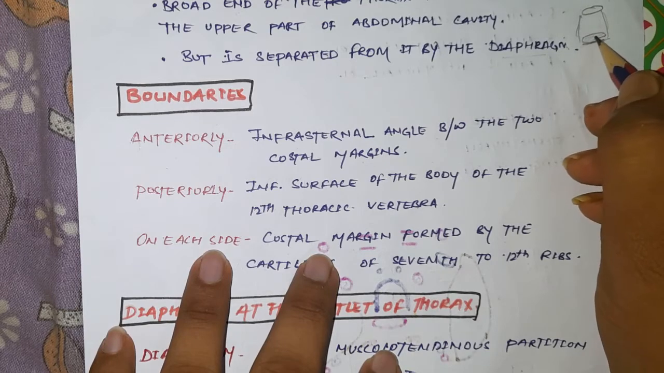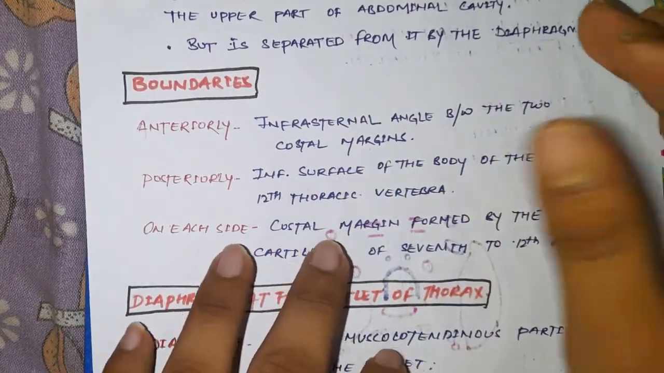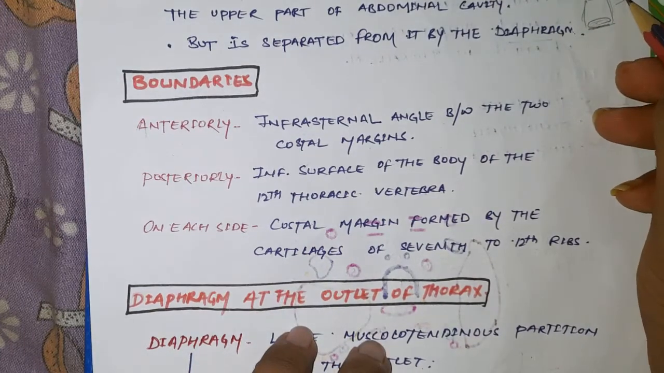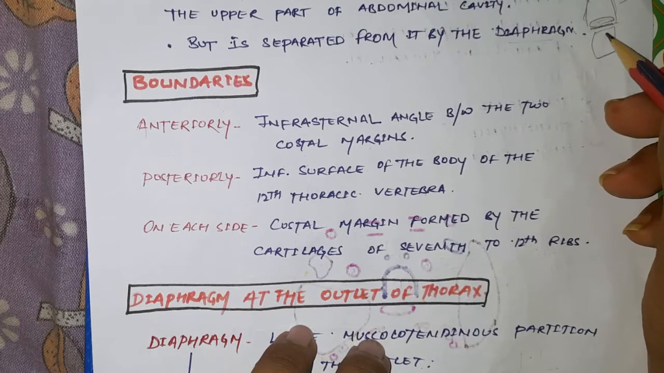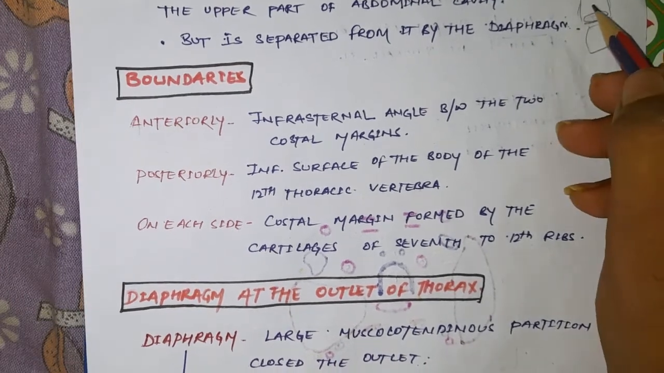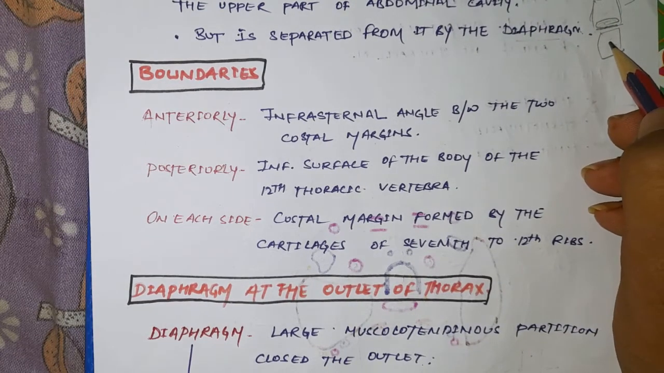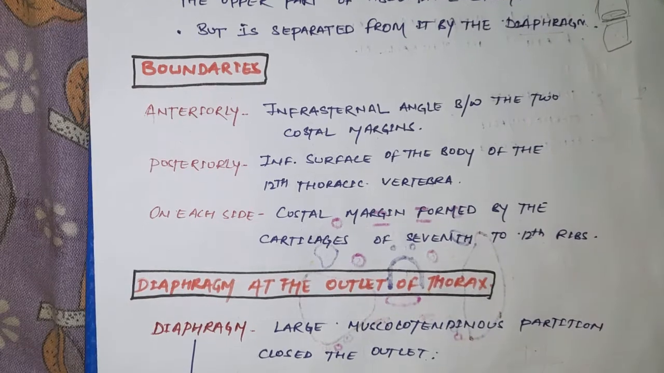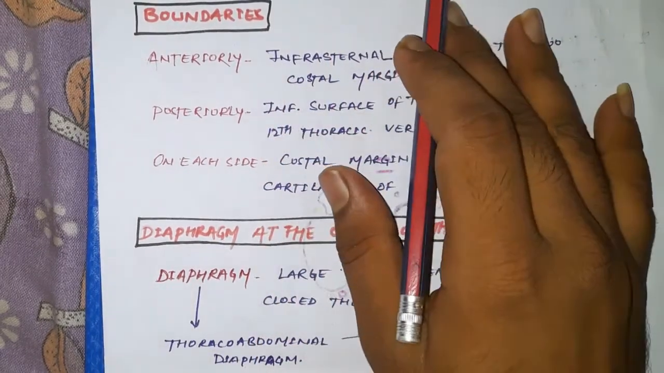This is covered by the diaphragm. The diaphragm separates the upper thorax and the abdomen. This is the abdomen. These two parts of the trunk are divided by the diaphragm. The upper part is called the thorax and the lower part is the abdomen. Now we are going to study the boundaries of the inferior aperture.